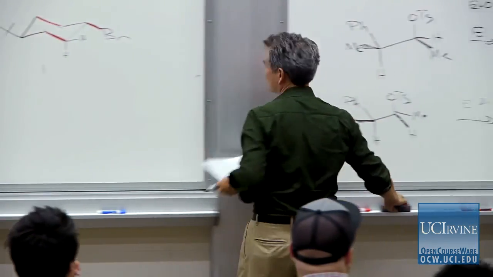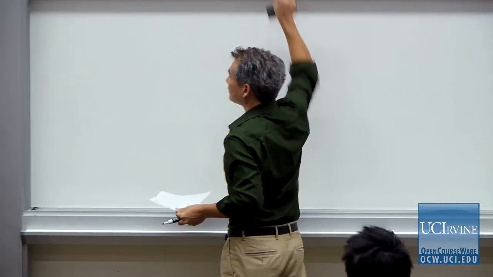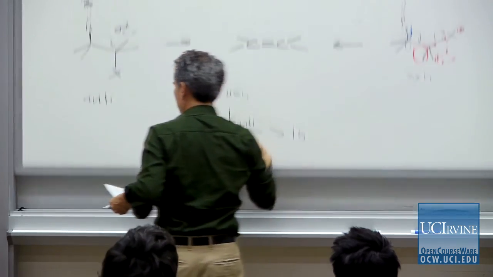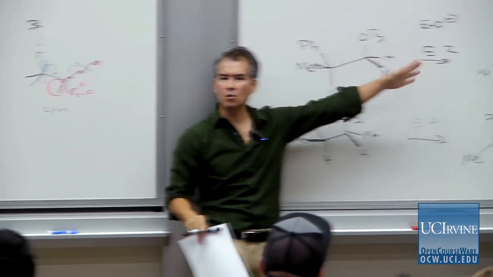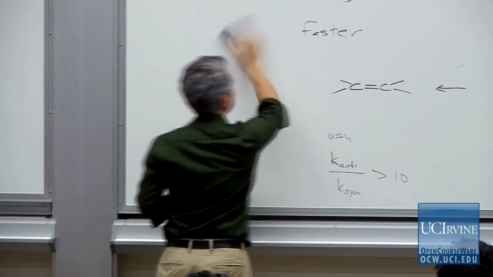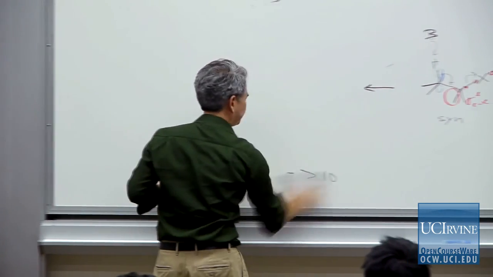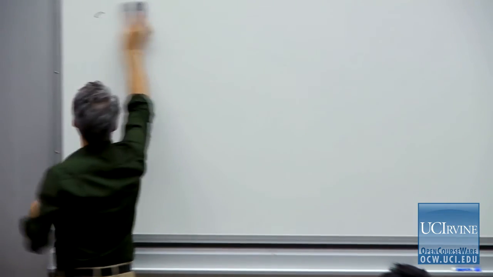Okay, so let's take a look at a stereoselective reaction. In other words, I could also call this a stereoselective reaction because it prefers one stereoisomer. Each of those reactions is stereoselective. Any reaction that favors one stereoisomer is called stereoselective.